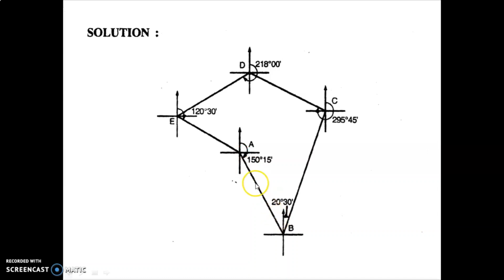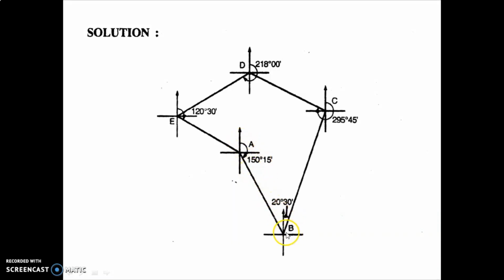How long should this line be? You have to draw that line according to your judgment, because the distance from A to B is not given. So we just roughly take this line length. So AB is 150 degree 15 minutes. You have to draw one line here.